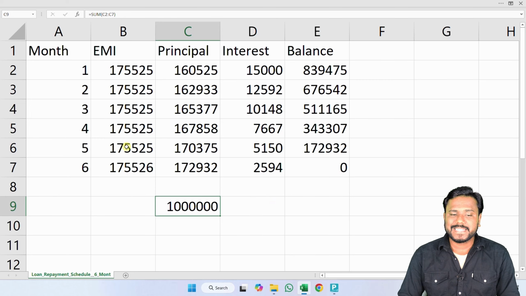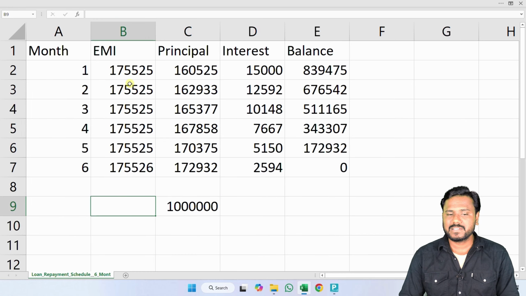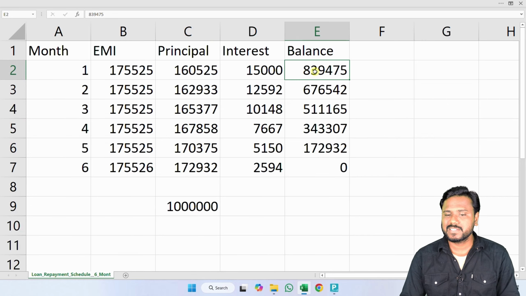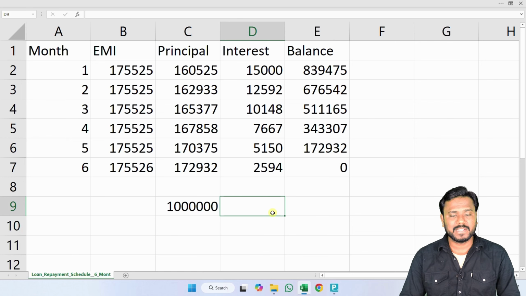So our fixed EMI amount is 1,75,525. Out of this, this is the principal portion, this is the interest portion, and this is the balance amount, right? So we will try to implement the same in the Tally application also.